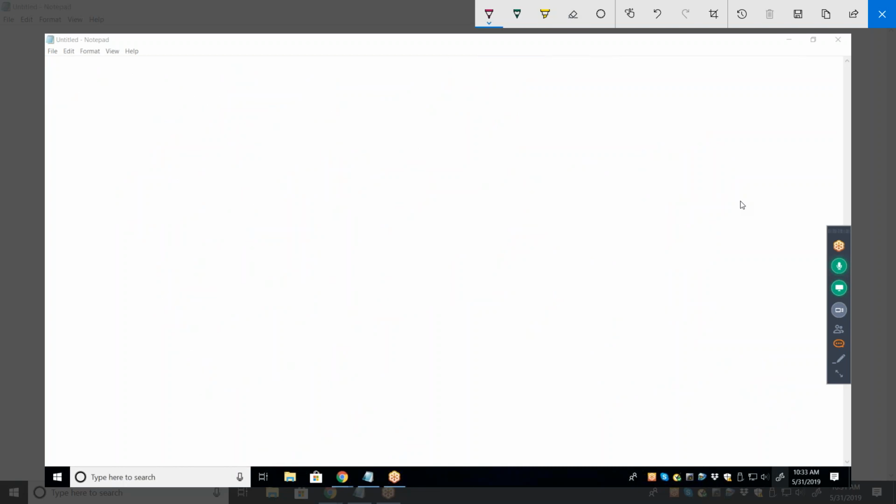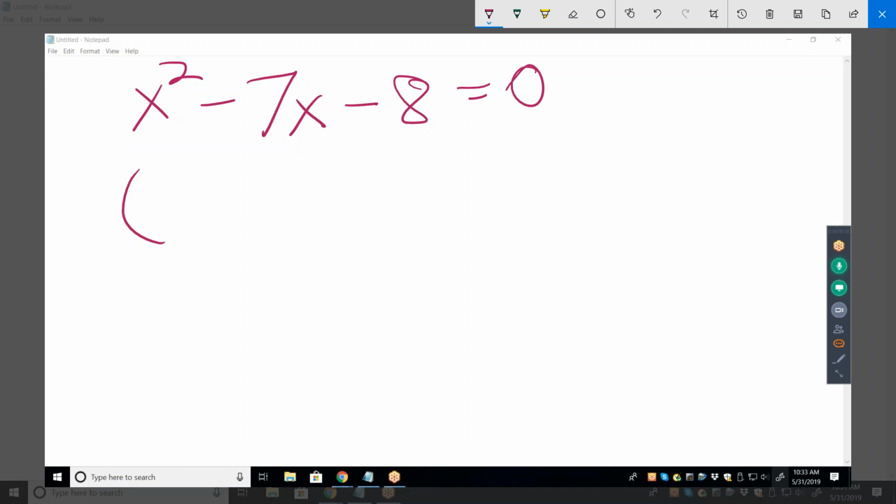All right, so we have: determine the zeros of the function x squared minus 7x minus 8 equals 0. Okay. This is what I call an elementary quadratic. It's in perfect form, and it has a 1 in front of the x squared. So we're going to be able to do this one using those old rules that you can use. So do it step by step.